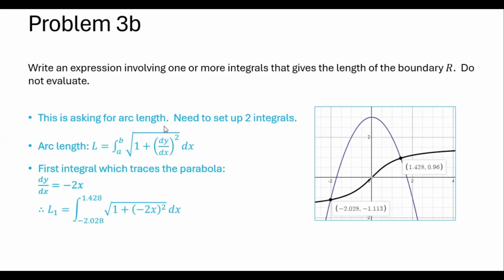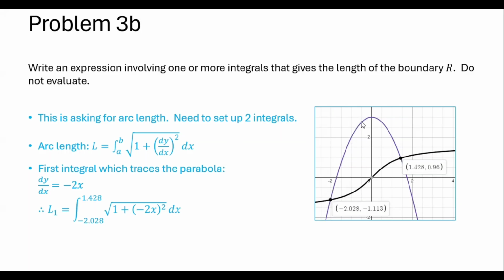Part B, this is asking about the arc length, the length of this boundary. So we need to set up two integrals because we need to trace the arc length of the parabola, and separately, we need to trace the arc length of the arctangent function, okay? So we got to remember the formula for the arc length, it's just this integral, okay?